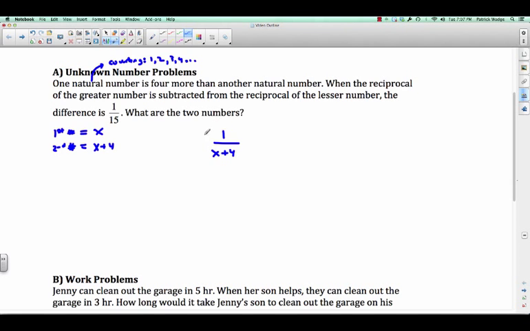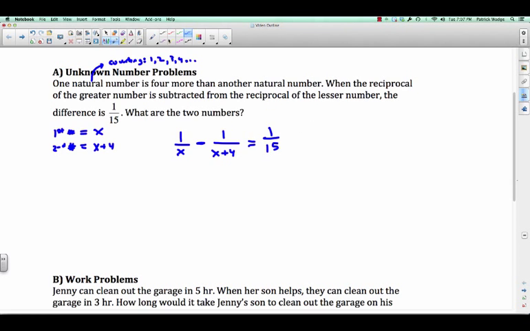So you have to be careful. You're not taking away from this one. You're taking this amount away from the reciprocal of this. What's the reciprocal of that? 1 over x. And when you subtract this reciprocal from that reciprocal, the difference is 1 over 15. And this is the equation that you need to solve.